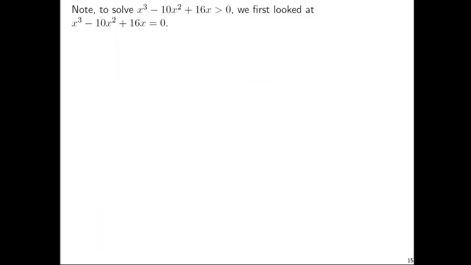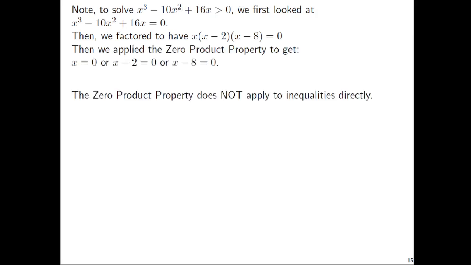Here, okay, note to solve x cubed minus 10x squared plus 16x greater than 0, the one that we just looked at, we first looked at the equation. Right? We first turned the inequality into an equation. In the equation, you really want to equal 0, so same deal in the inequality. I guess it was already presented with a 0 here, but let's just say that the 10x squared appeared on the right side as a plus, then you'd subtract it on both sides first. Okay, we looked at the related equation first, and then we factored because we wanted to apply the zero product property. The zero product property does not apply to inequalities. That's why we had to look at the equation.